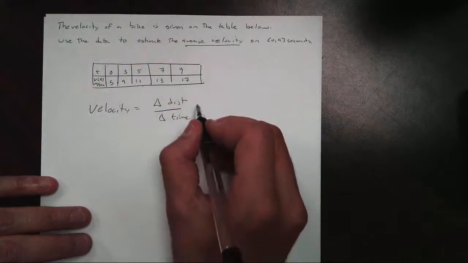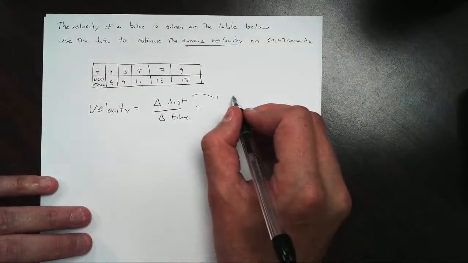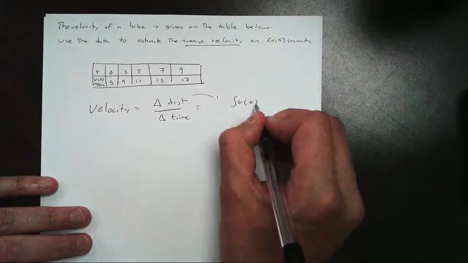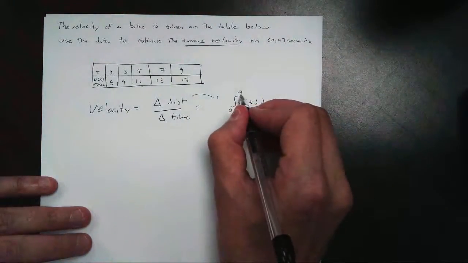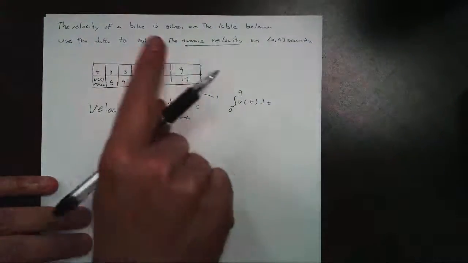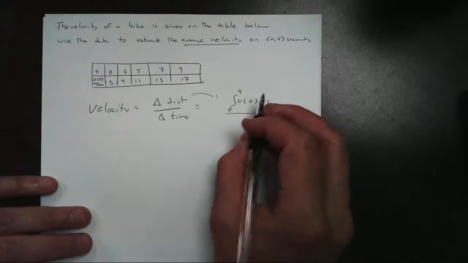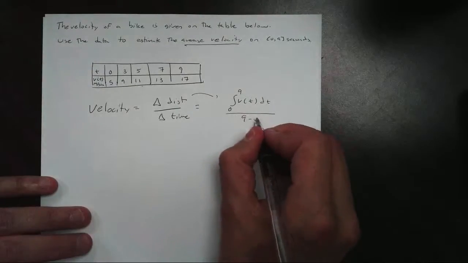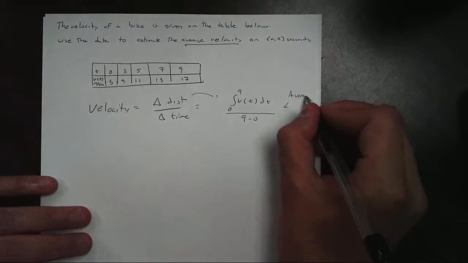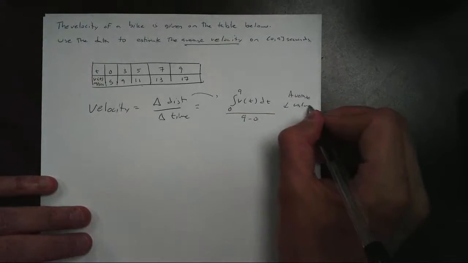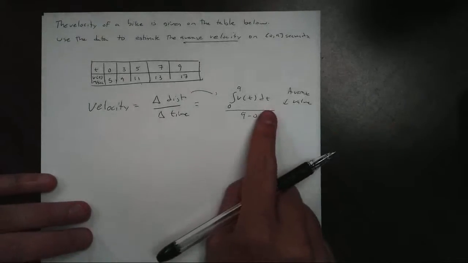Velocity. Well, we know from calculus to get distance, we're going to look at the antiderivative of velocity, dt. And we want the first 9 seconds, so we go from 0 to 9. And this is basically how average value works. I divide that by my change in time, which in this case is 9 minus 0. And if you notice, this is my average value formula right there. So change in distance over change in time.